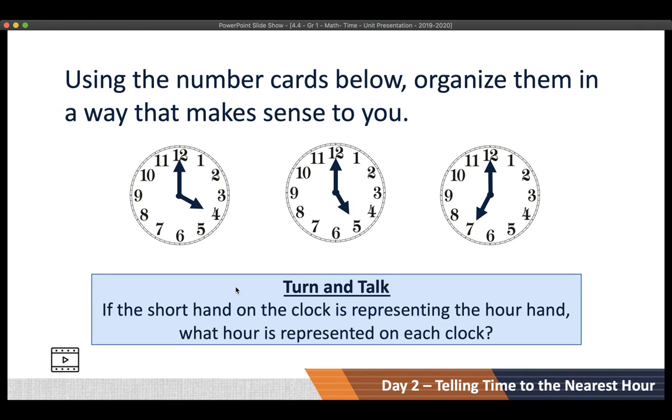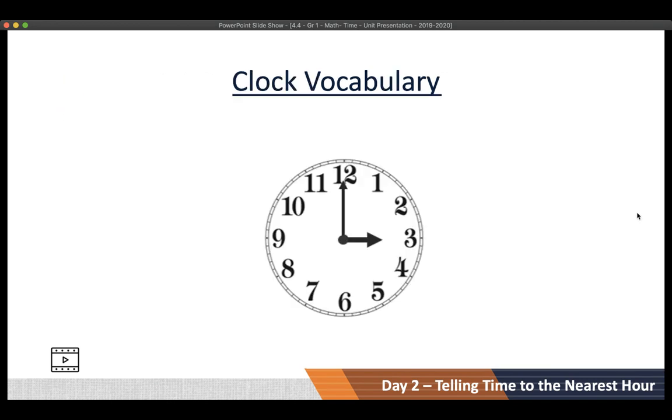If the short hand on the clock is representing the hour hand, what hour is represented on each clock? Take a moment and write down your guesses. Pause the video. So going from left to right, the first clock we see shows 4 o'clock since the hour hand is pointing to the 4. The clock in the middle shows 5 o'clock since the hour hand points to the 5. And the clock all the way on the right shows 7 o'clock because the hour hand points to the 7. And all of these have a minute hand that points to the 12.